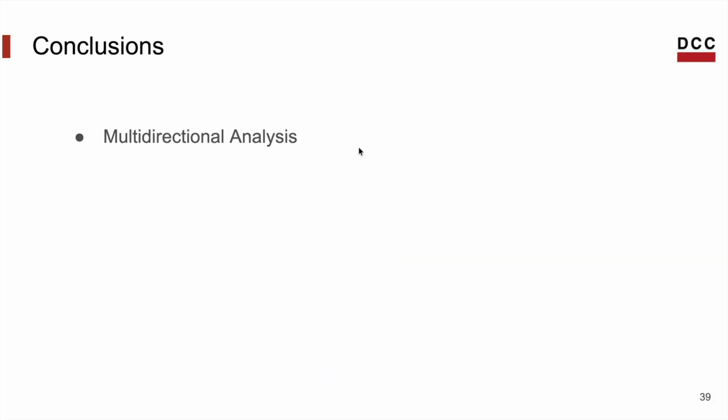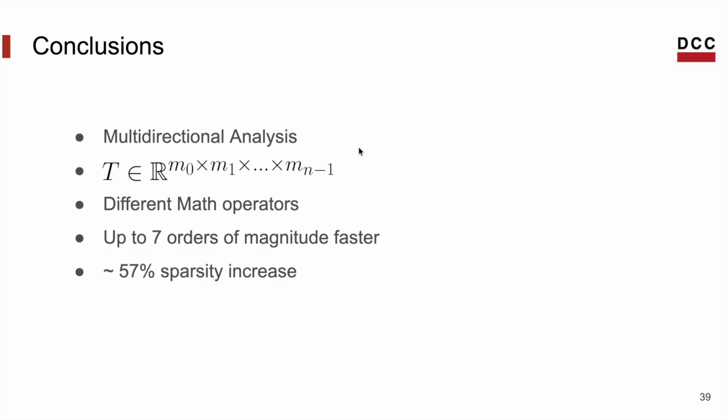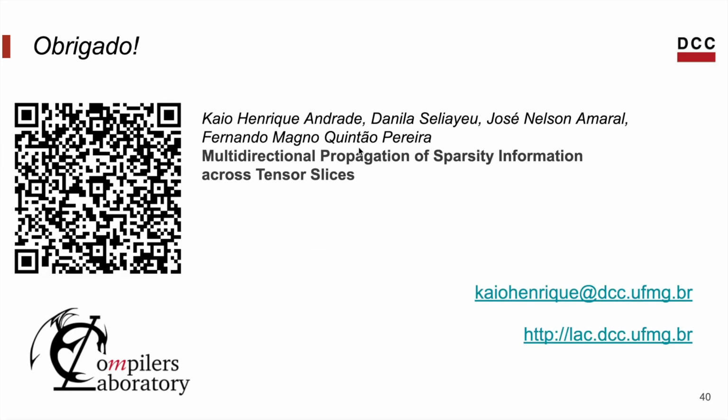So to conclude, we have implemented a multidirectional analysis. The analysis supports any dimensional tensors and a set of different math operators, such as einsum, element-wise multiplications, additions. And the analysis can be quite fast, way faster than executing the computational graph. In some cases, we're able to see a 57% increase of sparsity in the entire graph. And we also were able to show up to 80% memory reduction.